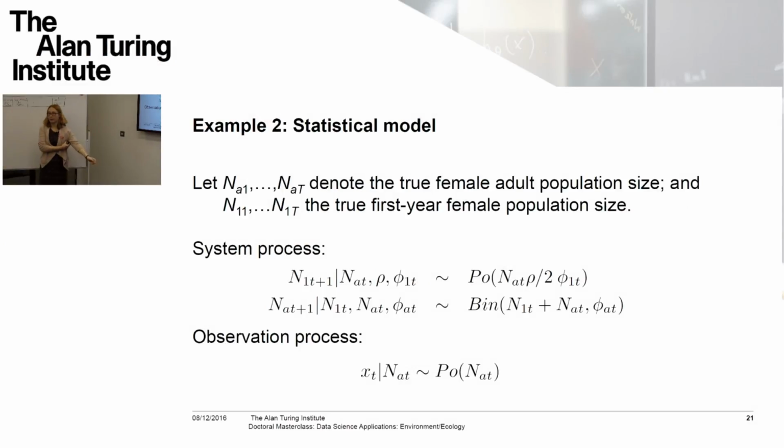Are there other possible distributions? Yes, in some way. So the observation one is the simplest one. You might want to have over-dispersion here. This is not very realistic. I just put it in for simplicity. But it's to do with the assumption that you make on the processes.